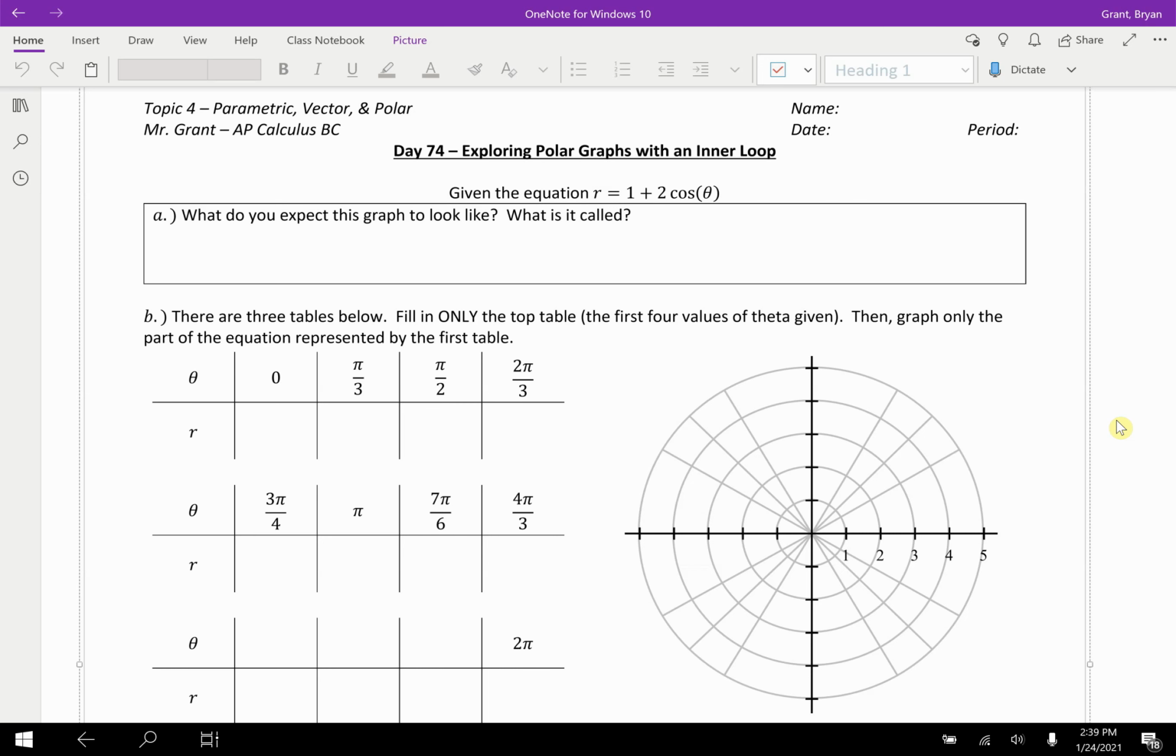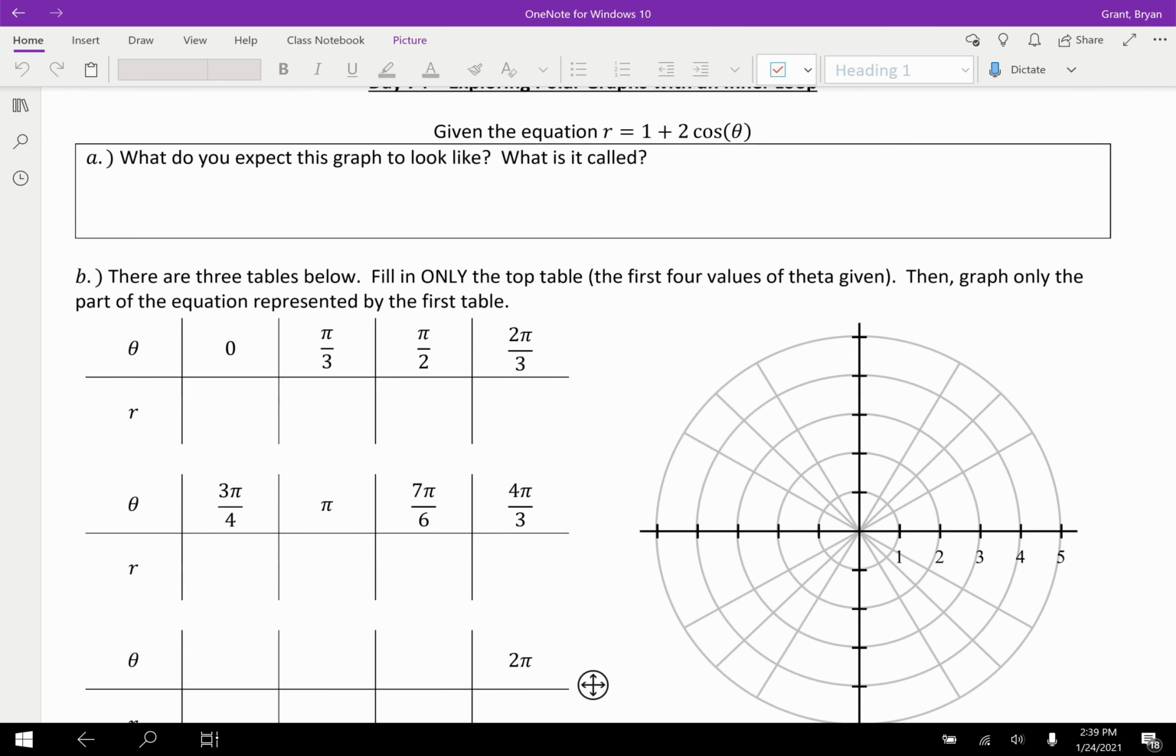So let's begin. Given the equation r equals 1 plus 2 cosine of theta, take a quick second and decide, or write down, what do you expect this graph to look like, and what's it called? Ready, set, go.